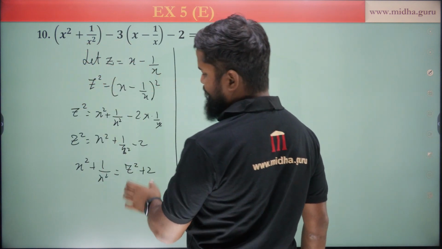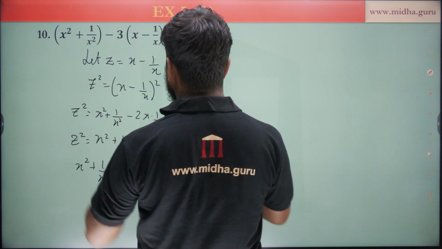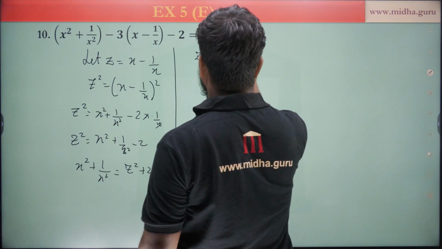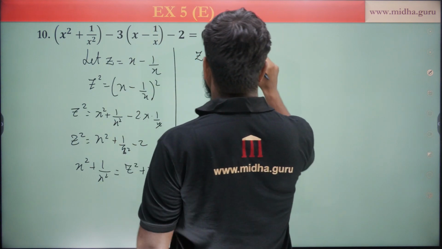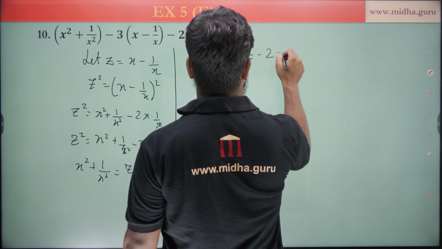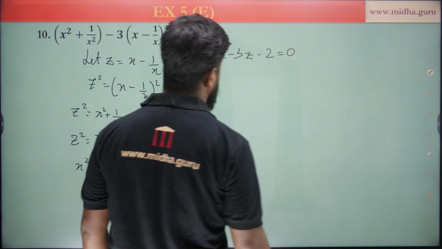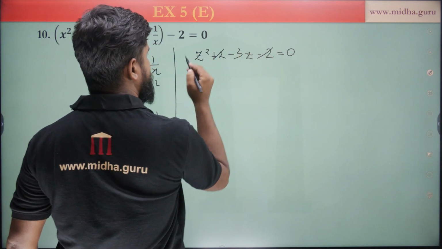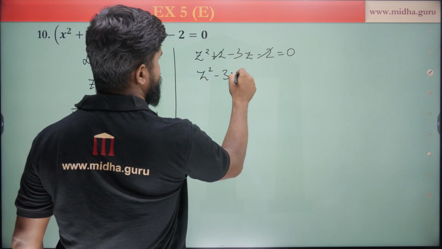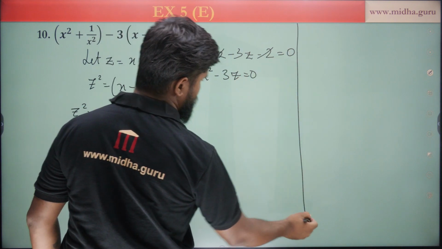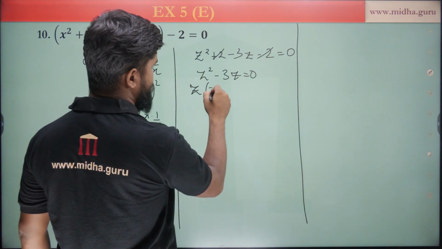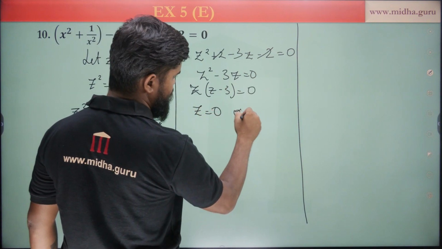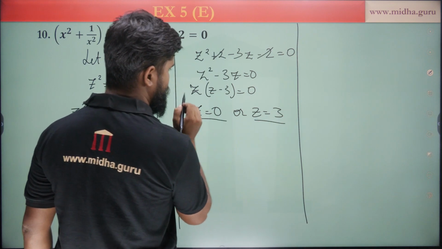So now we'll substitute our known values into the equation. We have x² plus 1 by x², which we found to be z² plus 2. Then we have 3 times z, so z is x minus 1 by x, minus 2 is equal to 0. Now clearly you can see here we have a plus 2, then we have minus 2, so we cancel them out. We have z² minus 3z is equal to 0. Taking z as common, we get z(z minus 3). So either z is equal to 0 or z is equal to 3.